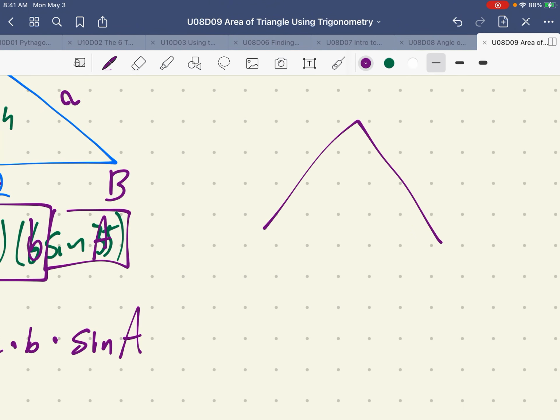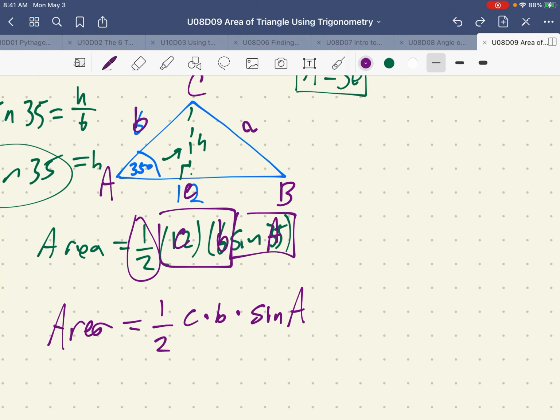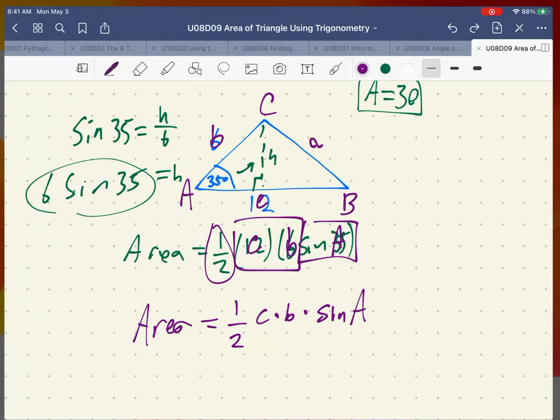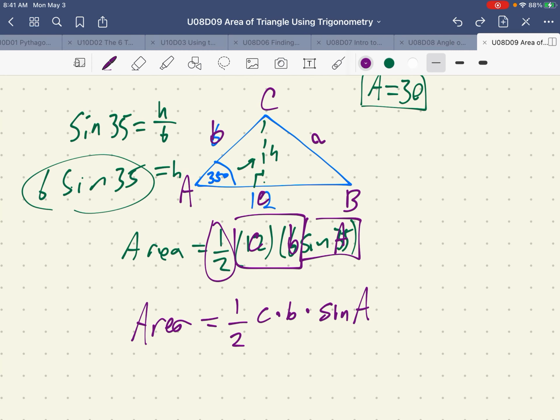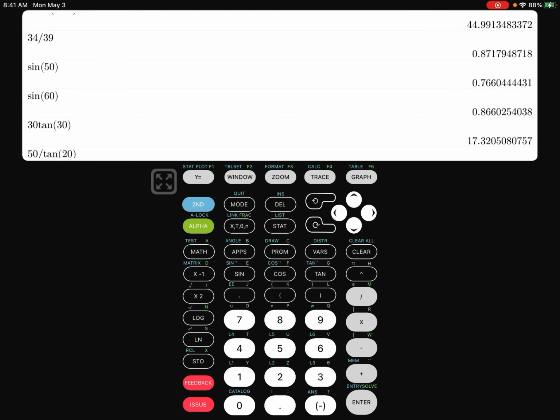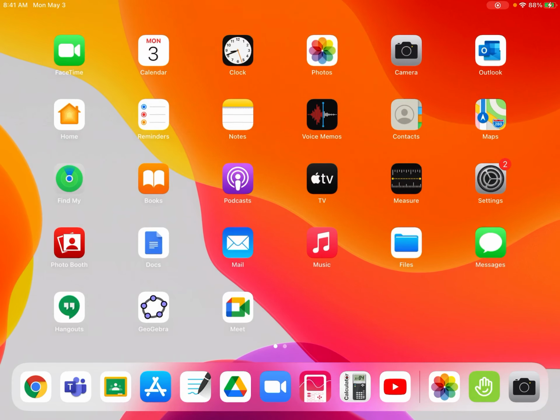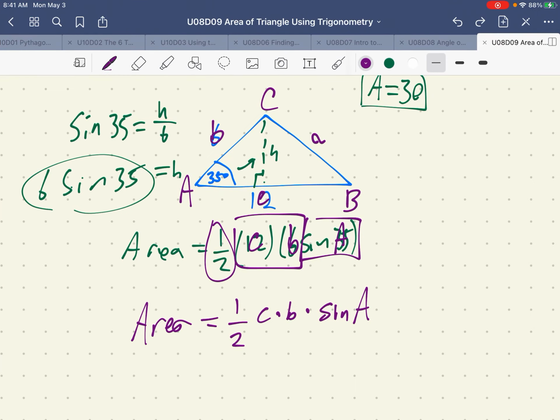So let's just use an example here. We can just finish the example we had already. We just plug that into our calculator. It's 1/2 times 12 times 6. Let me use my calculator. So it's 1/2 times, one of the sides was 12, the other side was 6, times the sine of the angle between them, which was 35. The area of that triangle was 20.65.